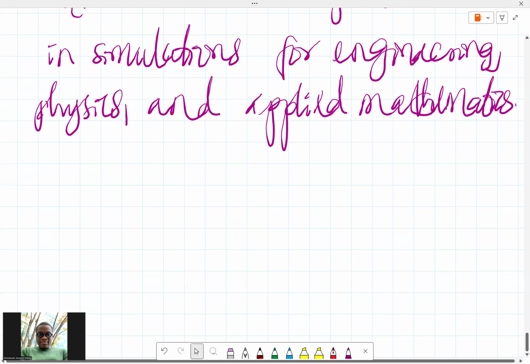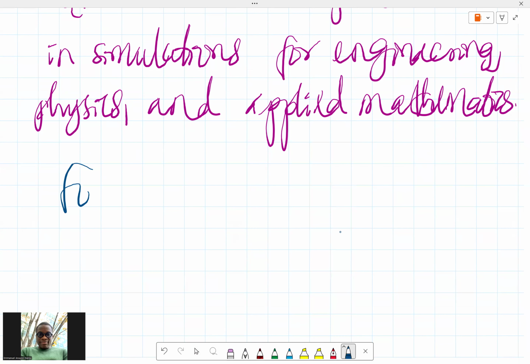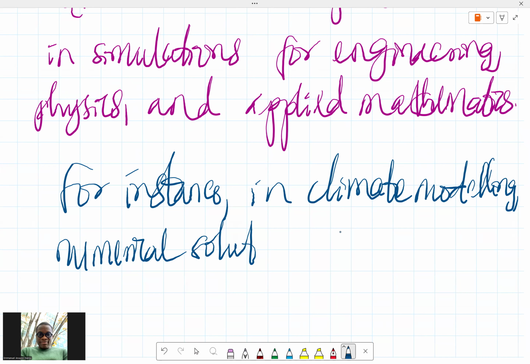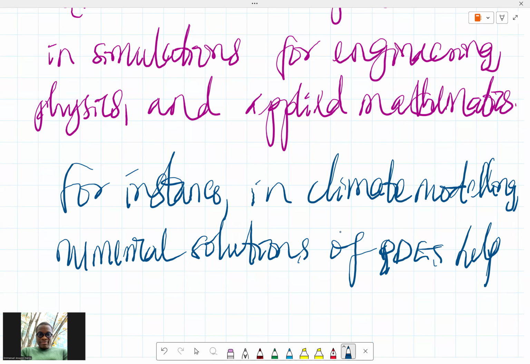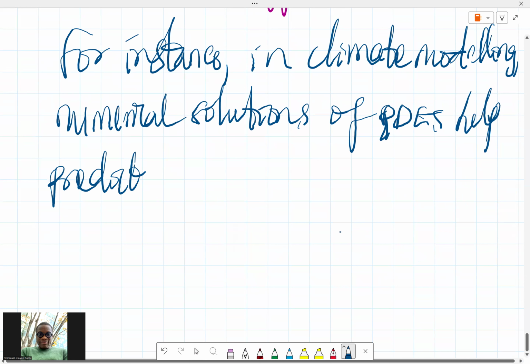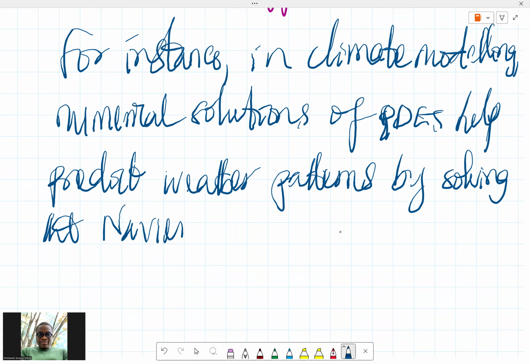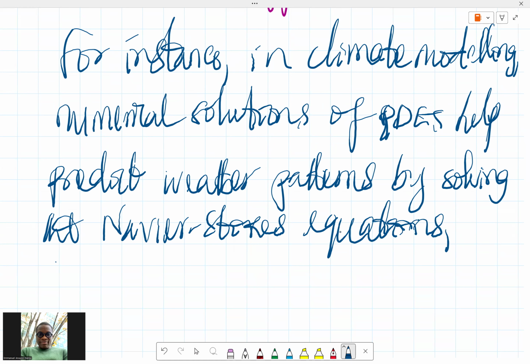For instance, in climate modeling, numerical solutions of PDEs help predict weather patterns by solving the Navier-Stokes equations, which describe fluid flow.